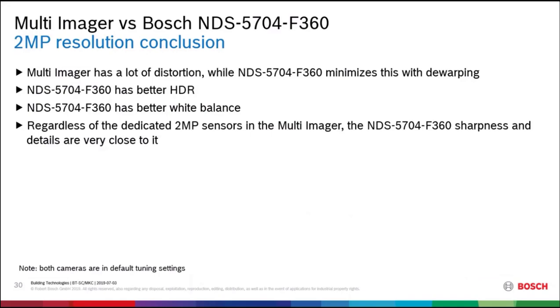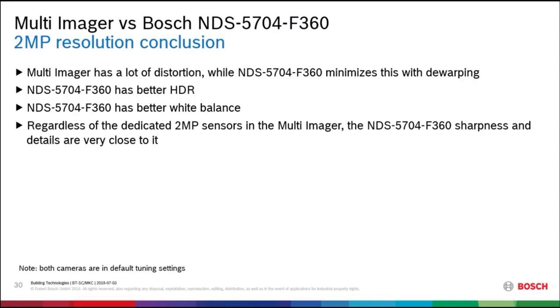So some of the conclusions: can we use this in place of a multi-imager? You could. It's going to depend upon your individual use cases and how you need it to be deployed. But the multi-imager does provide distortion at the 135 degrees. You start to see the curvature at the edges. With the edge dewarping on the 5100, it minimizes that because it dewarps it at the edge completely. Or if you want, you can dewarp it at the client side. That's your prerogative on how you want to do that.